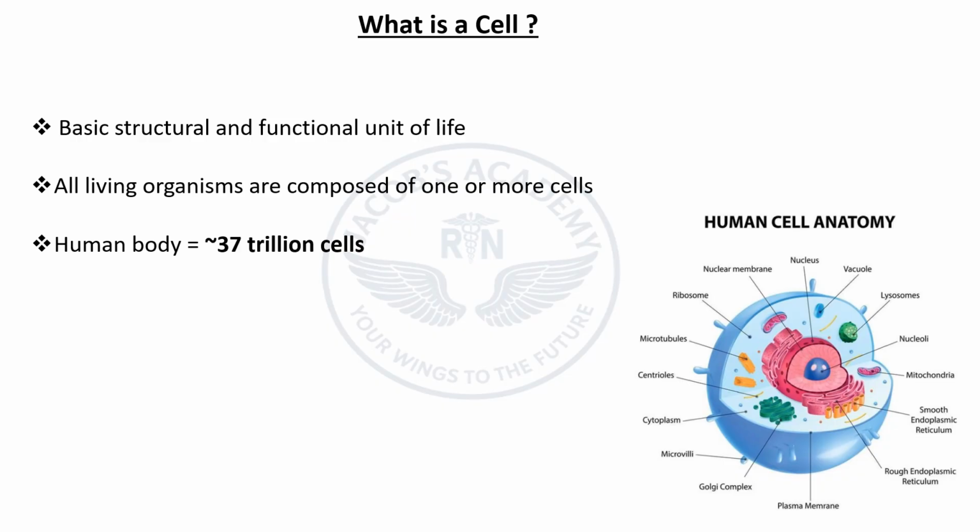It's a basic structural and functional unit of life. All living organisms are composed of one or more cells. The human body has 37 trillion cells. Here is a structure of human cell anatomy for your reference.